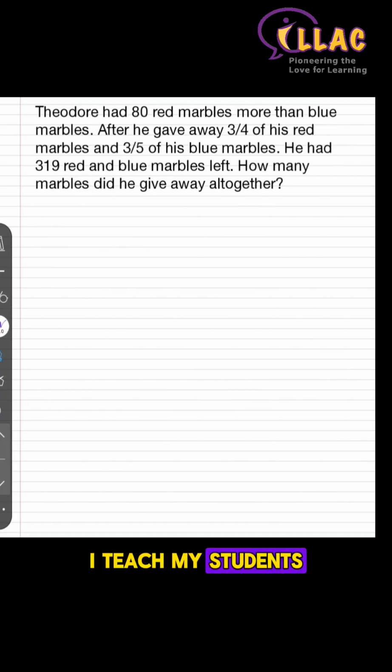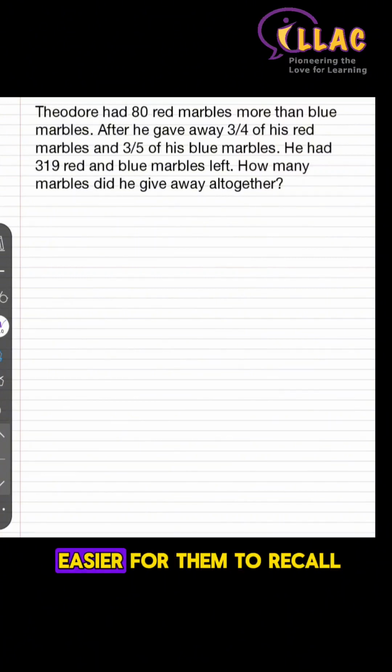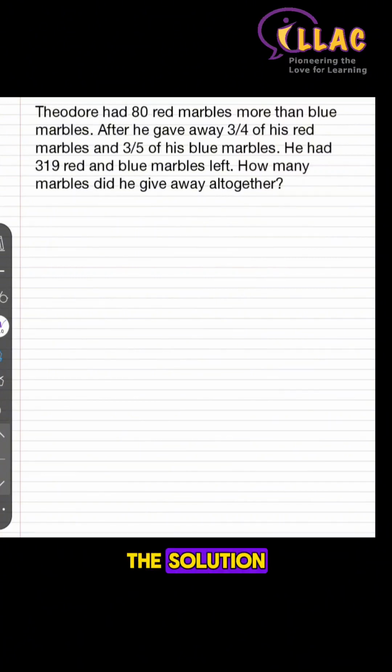I teach my students how to spot parts of the questions that will give them the clue to select the correct heuristics for it. And I like to name my heuristics according to how the problem is supposed to be solved, and that makes it easier for them to recall the solution. In this kind of problems, I call it the known and the unknown.